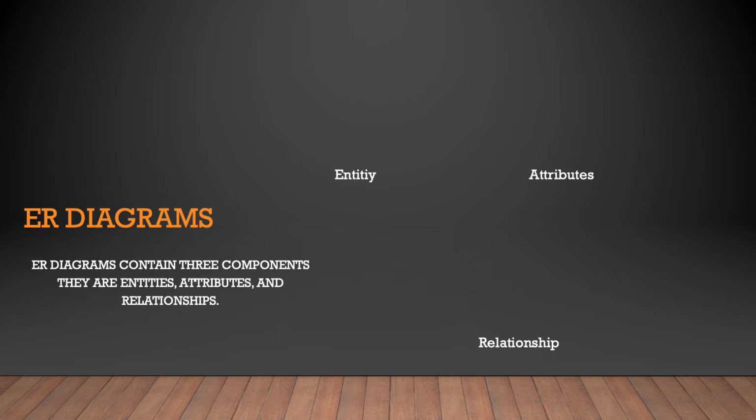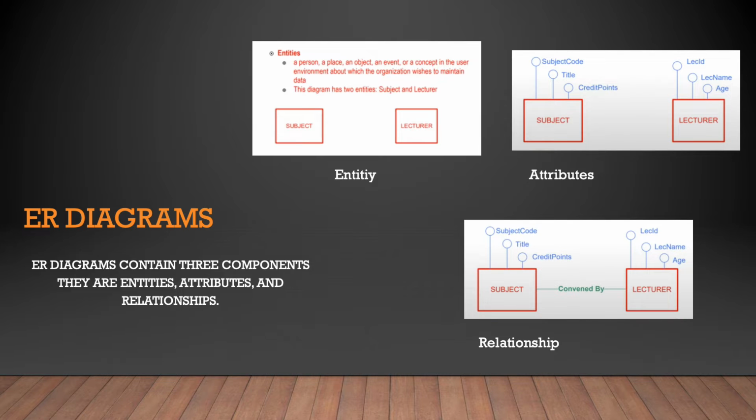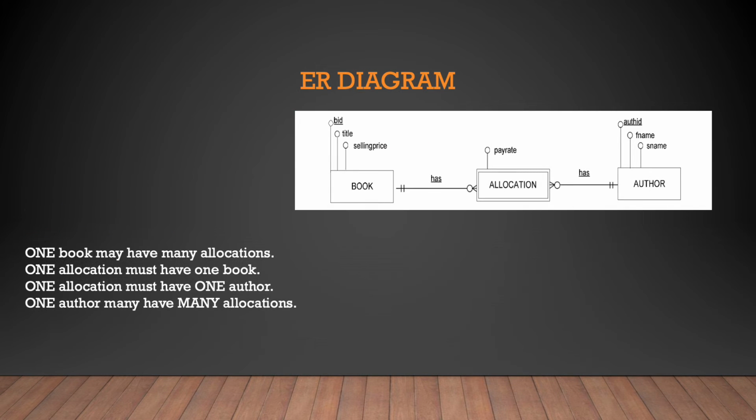ER diagrams. An ER diagram contains three components. They are entities, attributes and relationships. So our assignment is based on this shown ERD. There are three entities shown: book, allocation and author. You can see the double rectangle on the allocation entity. It represents a weak entity.